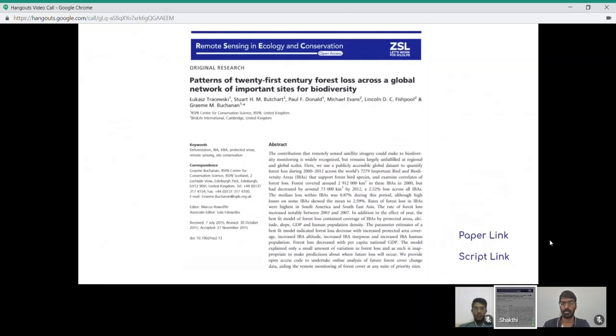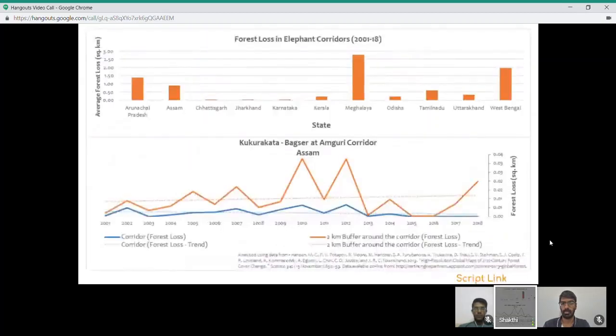So in my study, these are a few examples of what results come out of this study. You can see the first graph showing average forest loss area in corridors in each of these 11 states in which the corridors are present. And also, there's an example of how a forest loss trend looks in one of the corridors in Assam. I've also shared a script, though I've not shared the corridors as such, but there's a script which runs on an example location where you can see how the script works.